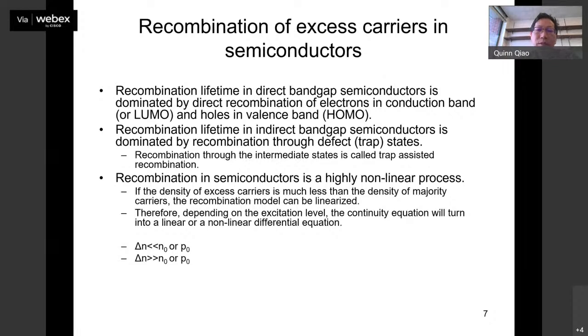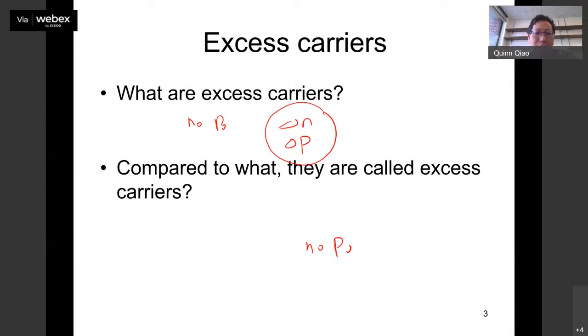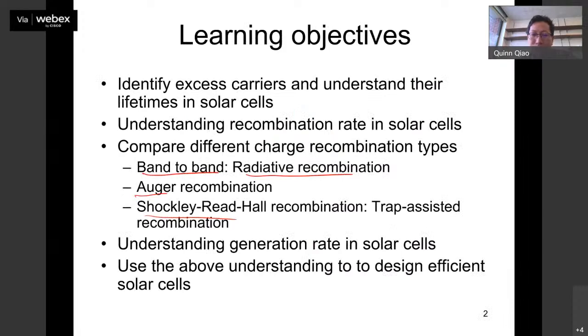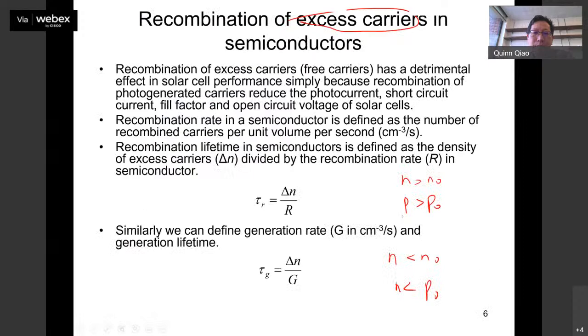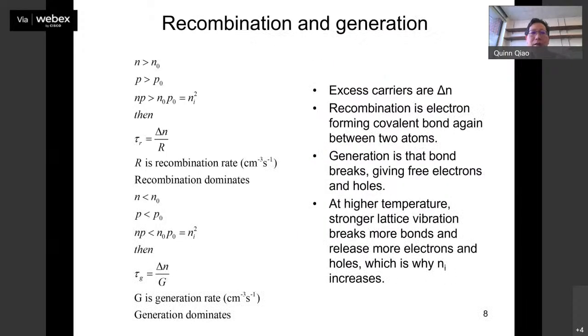Here we talk about three types: direct band gap recombination, trap-assisted recombination, and also, I almost forgot, the other one: SRH. Recombination in semiconductors is a highly nonlinear process.